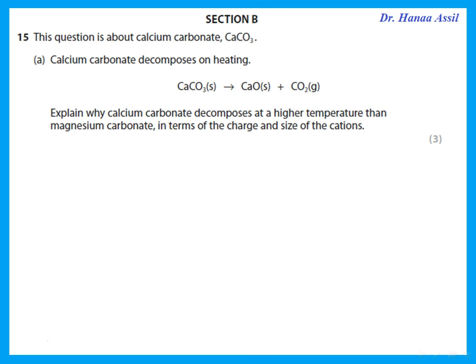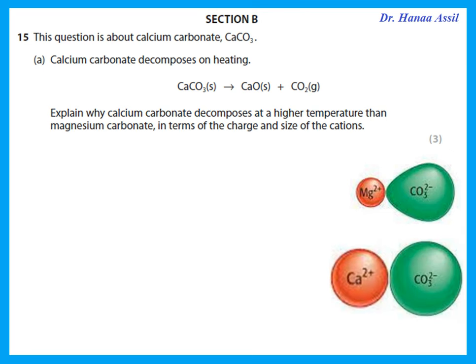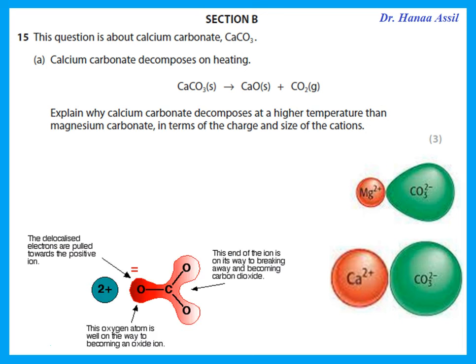Calcium carbonate decomposes on heating. Explain why calcium carbonate decomposes at a higher temperature than magnesium carbonate in terms of charge and size of the cations. Okay, so if we're talking about magnesium carbonate compared to calcium carbonate, why is magnesium carbonate decomposing at lower temperatures, or calcium at higher temperatures? If you look at the carbonate, remember that the carbonate can be polarized.